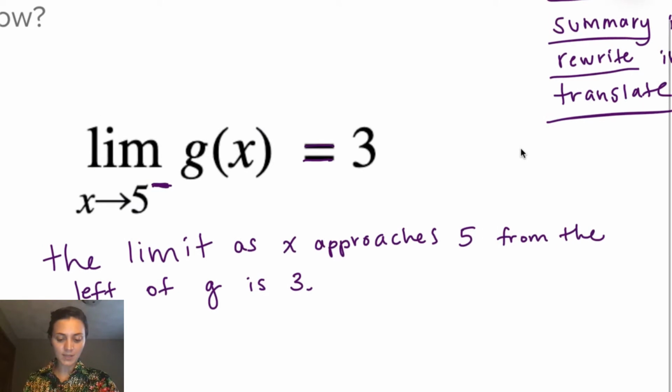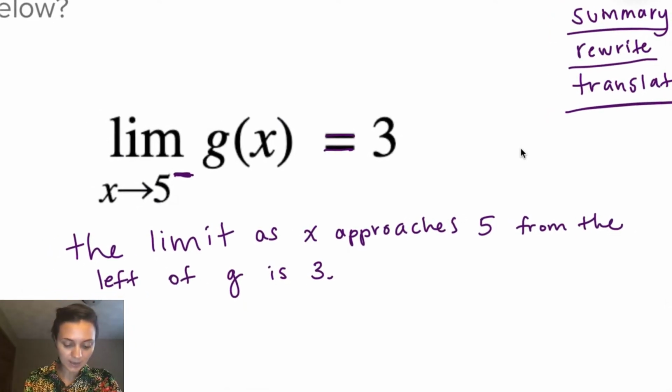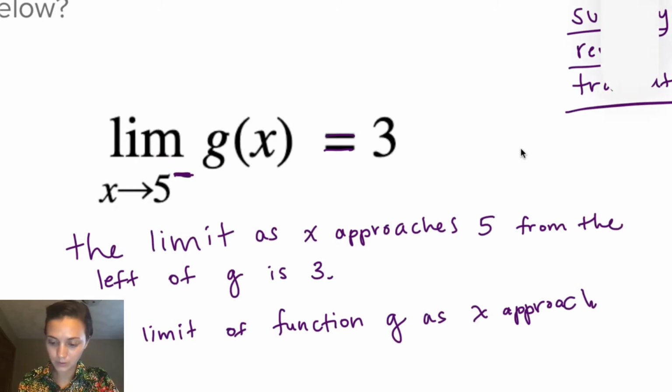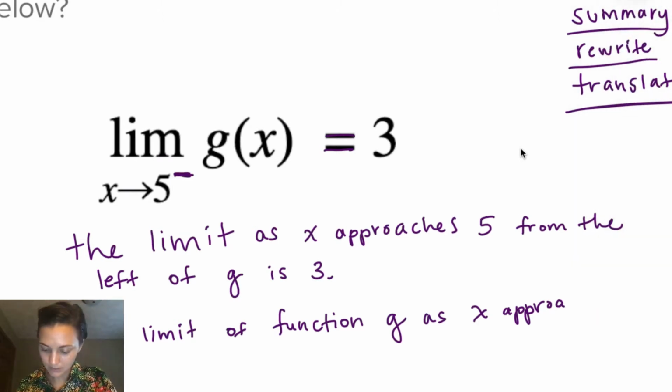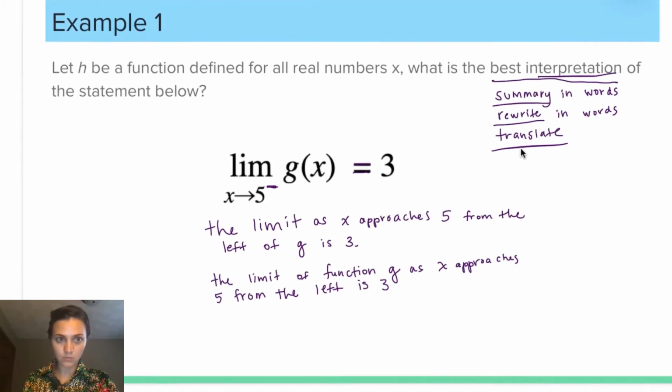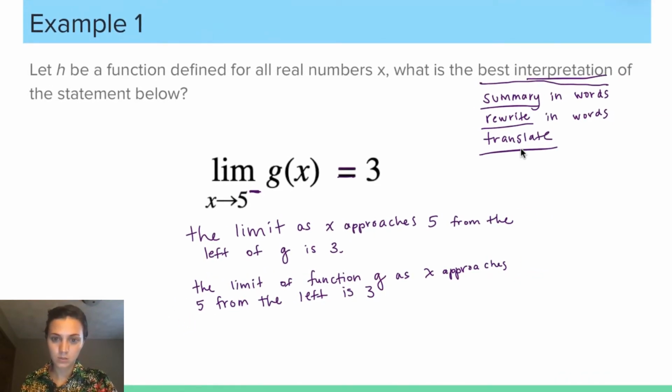The other way that we could write this, which means the same thing, is the limit of function g, or the limit of g, as x approaches, whoa, my hand slipped, approaches 5 from the left is 3. So either of those work. They mean the same thing, it's just whichever you prefer.